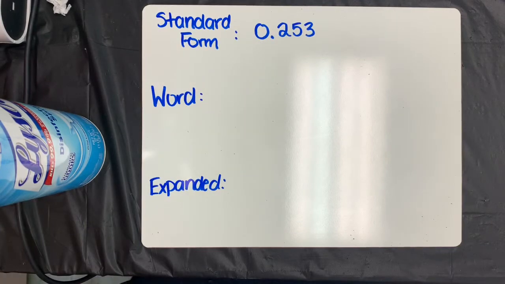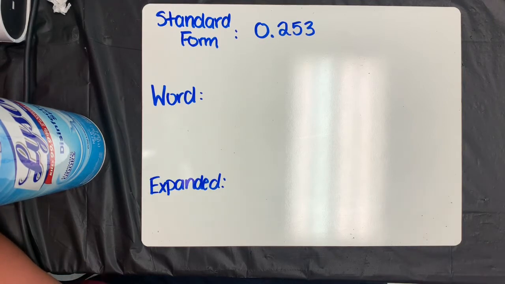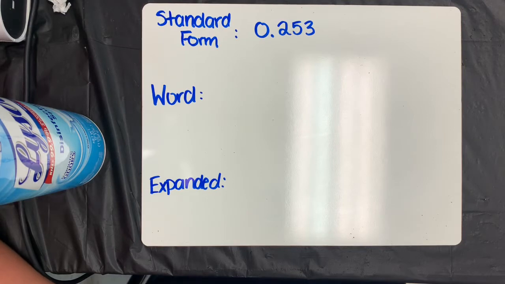Good morning, everyone. Yesterday, we spent some time talking about the standard form and the word form of decimal numbers. As you can see, I have written out a number in standard form. We're going to talk about the word form of it, and then we are going to introduce expanded form. Expanded form works the same way as it did with whole numbers, with just a small little twist, but you guys are smart and I know that you can handle it.